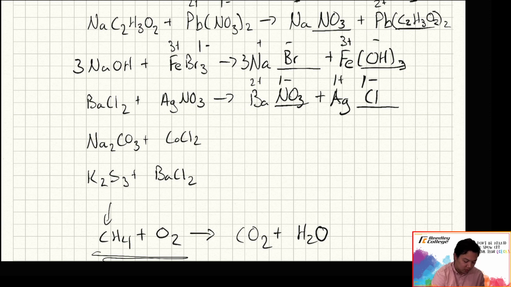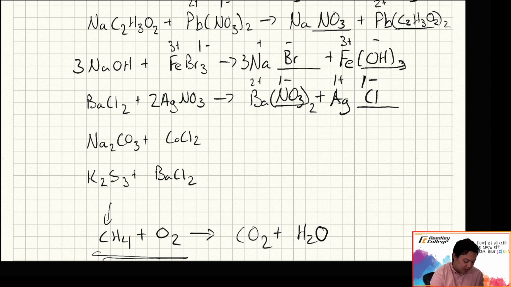Can write those, I suppose. So now we just need to look and see where we need to balance, and we'll see that nitrate needs to be balanced because barium has a 2 plus, nitrate has a 1 minus, so those balance that way. And now we can see that we just need to balance out the rest of this, and so we'll say nitrate has 2 on the right side, there's 1 here, we add a 2 coefficient to balance those out.